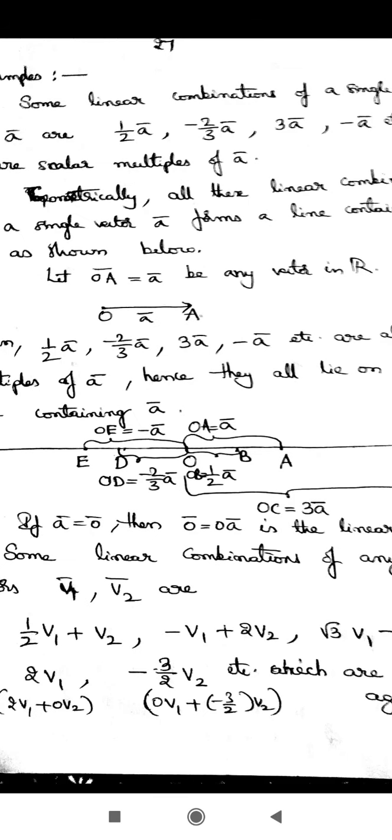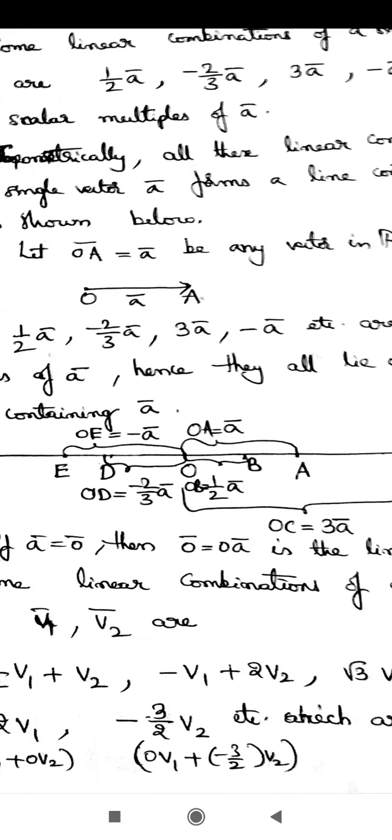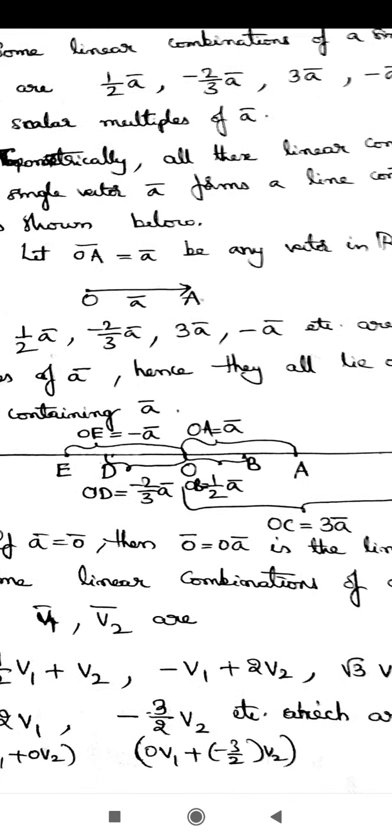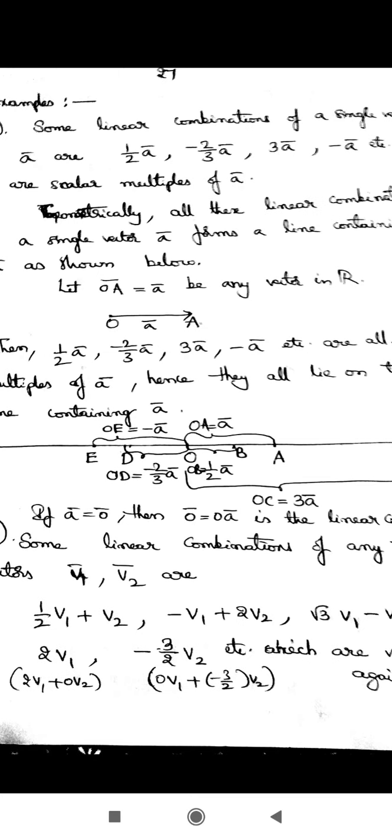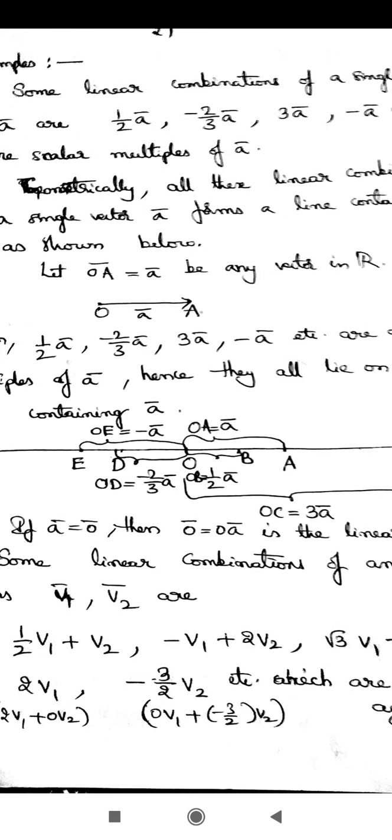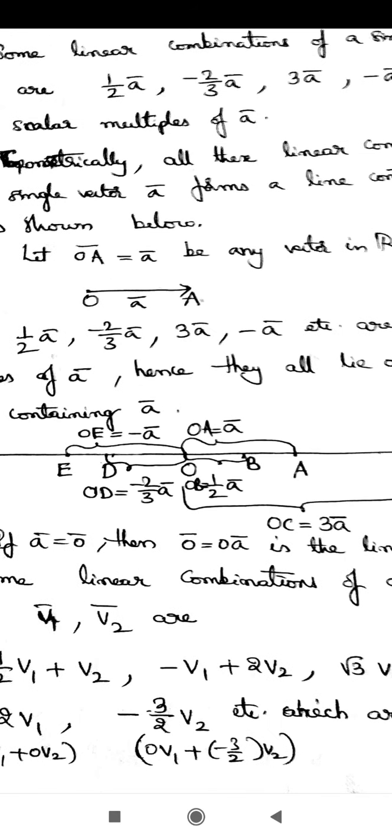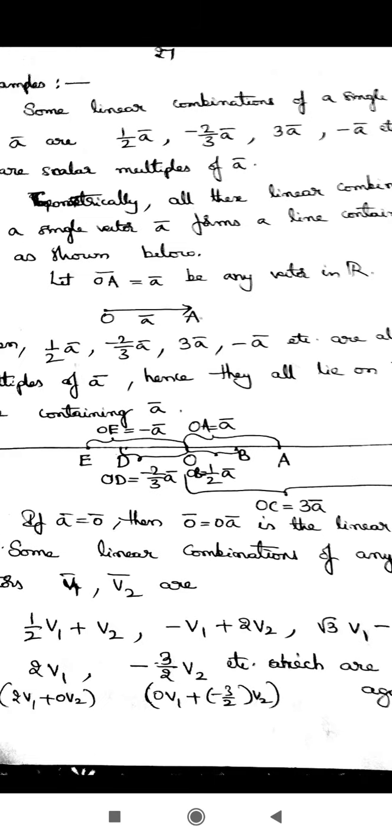So the above linear combinations of the single vector a bar, which are half a bar, minus 2 by 3 a bar, 3 a bar, minus a bar. How can we look at all these geometrically? I am saying that these are all vectors lying on a single line. How is it possible? Let us see now.